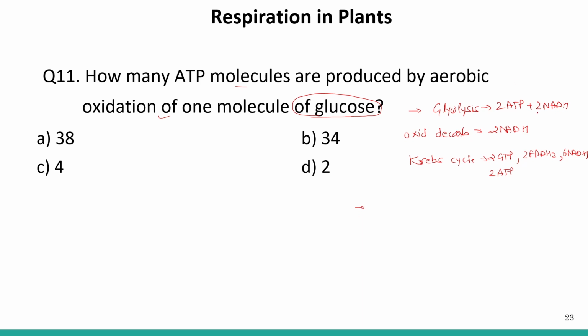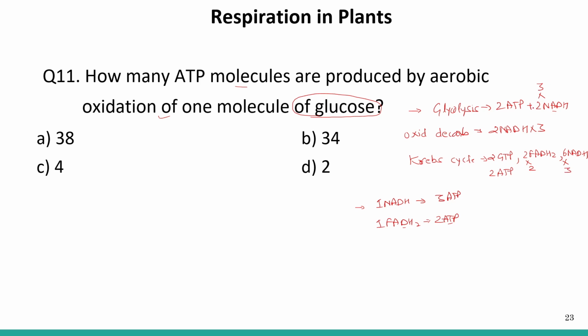Now we know that 1 NADH is equivalent to 3 ATP, and 1 FADH2 is equivalent to 2 ATP. So what happens in glycolysis? Here we can multiply this with 3. Here again we can multiply this with 3. 2 FADH2, multiply it with 2 because 1 FADH2 corresponds to 2 ATP. Again here we can multiply it by 3.